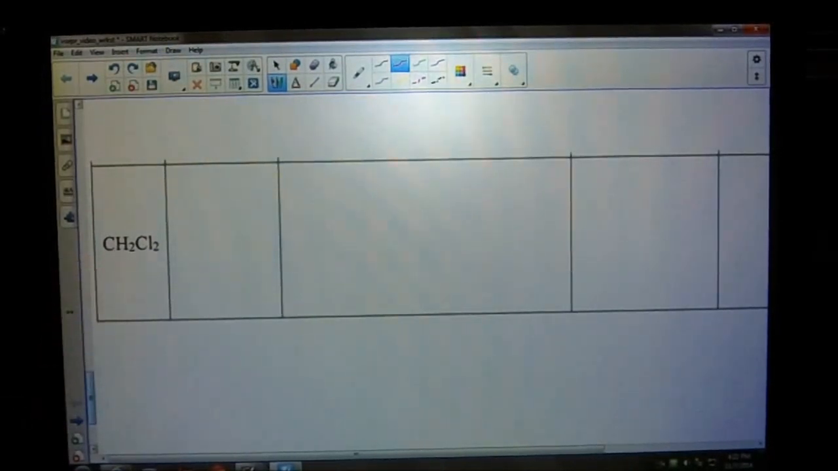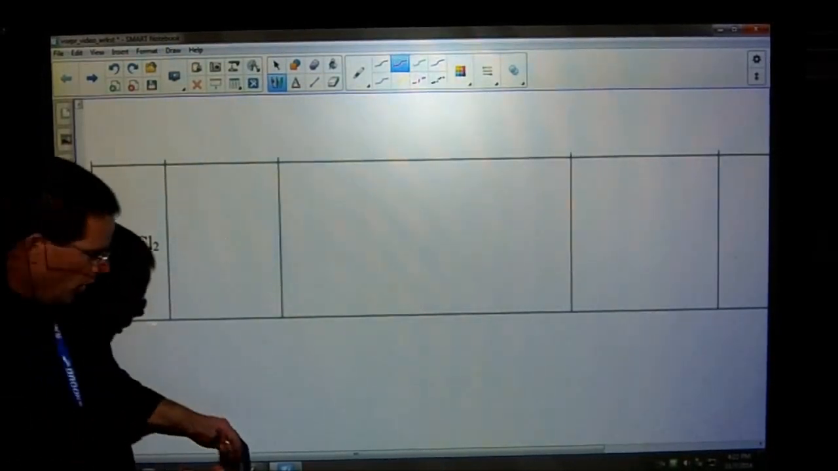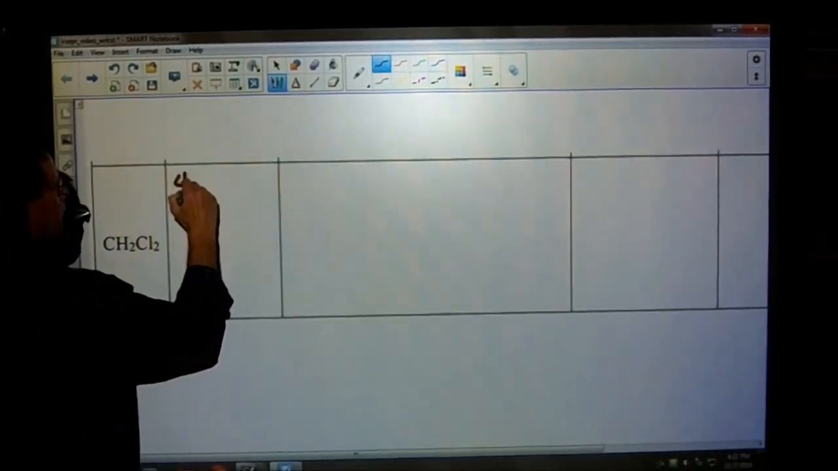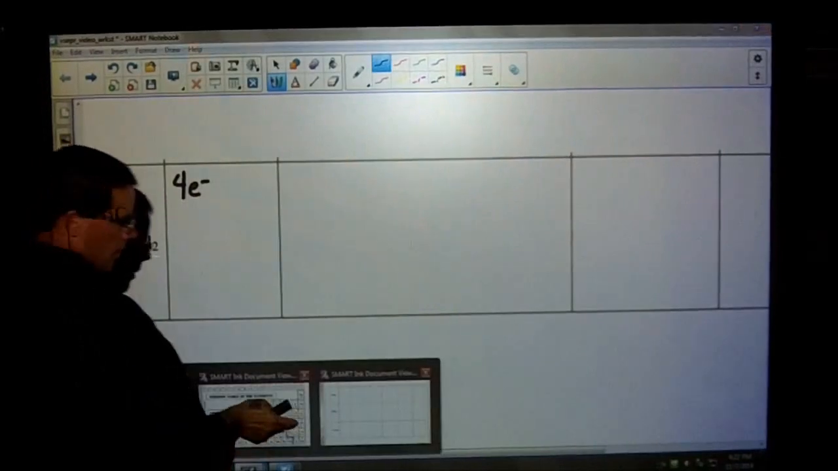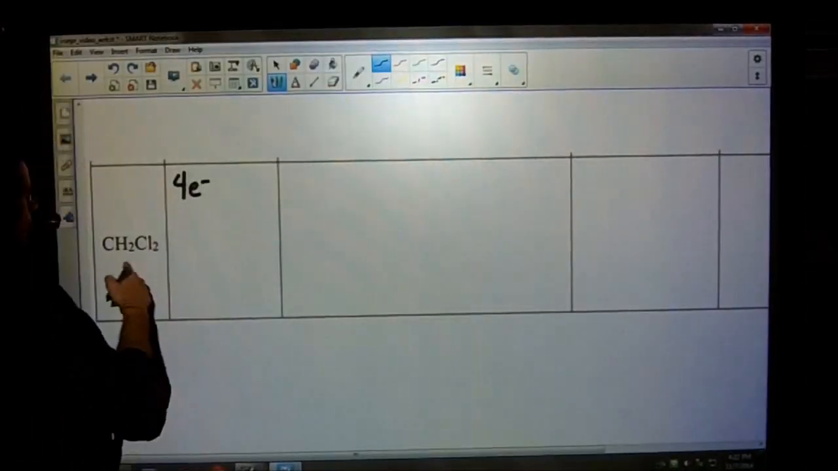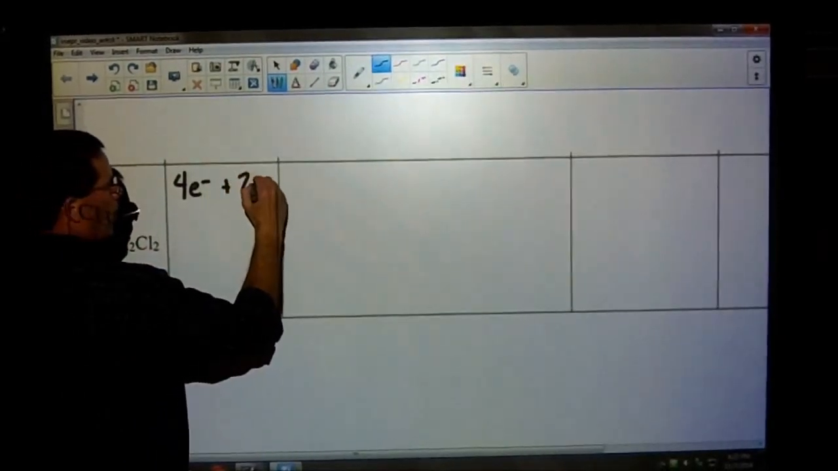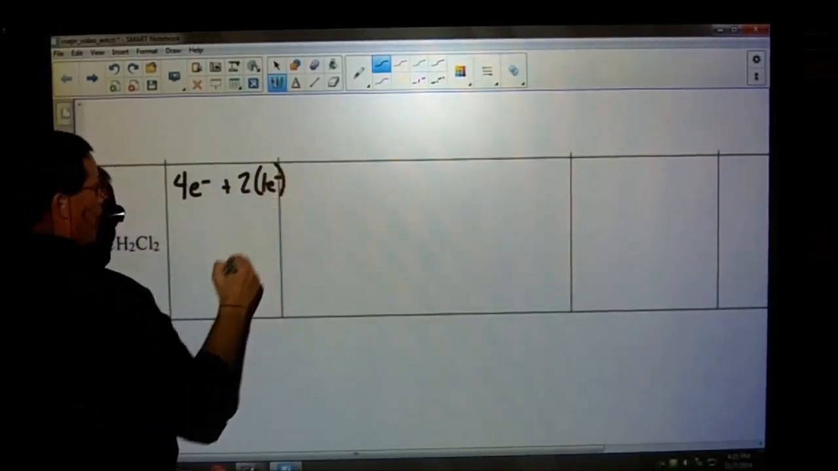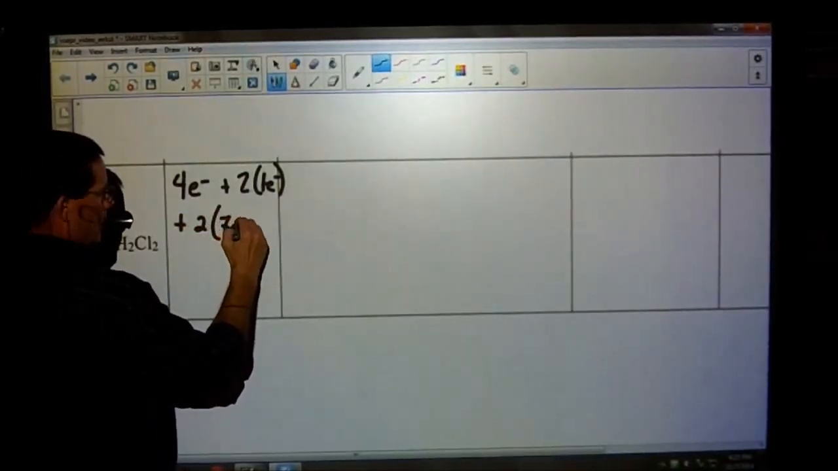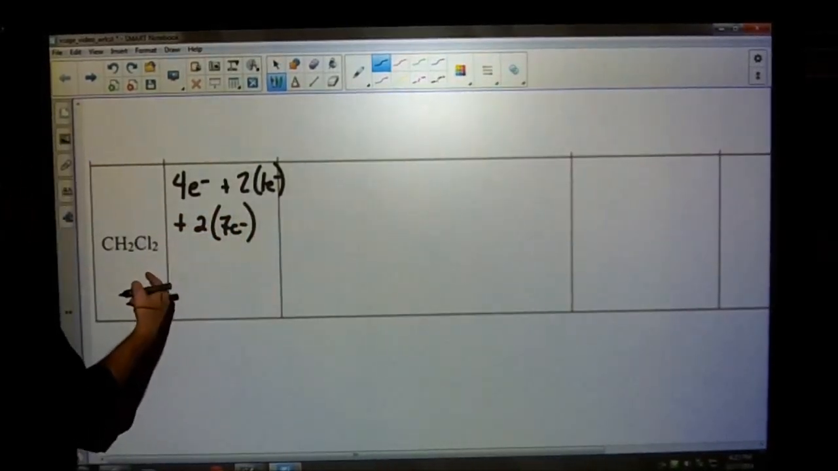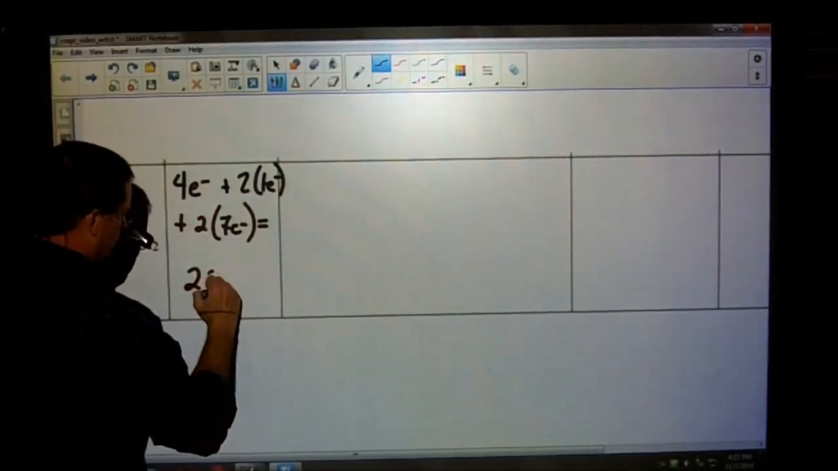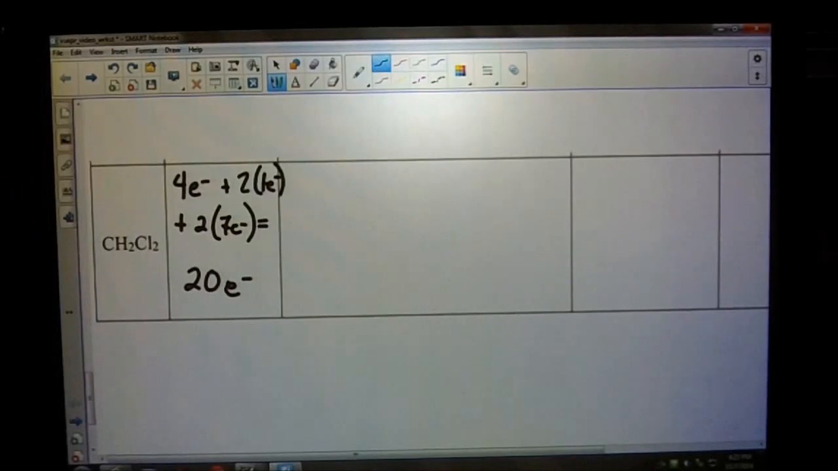So we have CH2Cl2, so let's get our electron count. Carbon again brings 4 electrons, and if you're not sure about that, carbon again is in group 4A. Each hydrogen brings 1, and we have 2 of those. And we have 2 chlorines, so 2 times 7. So we have 14 plus 2 is 16, so we have 20 electrons that we're working with here.